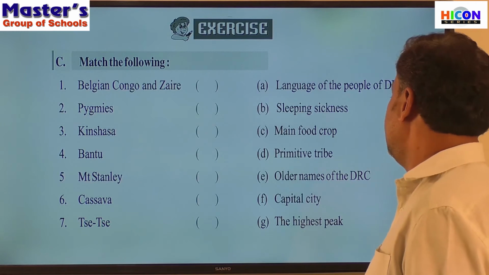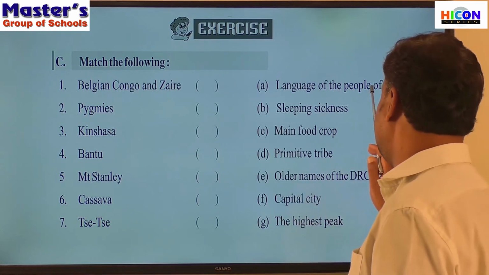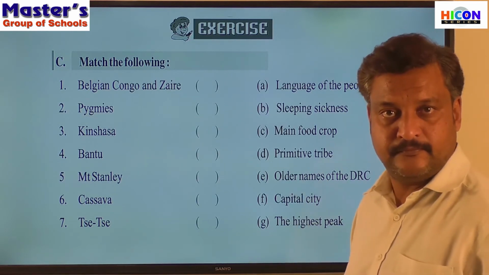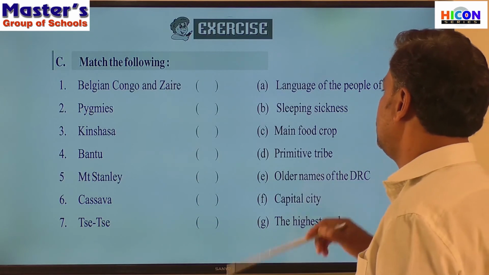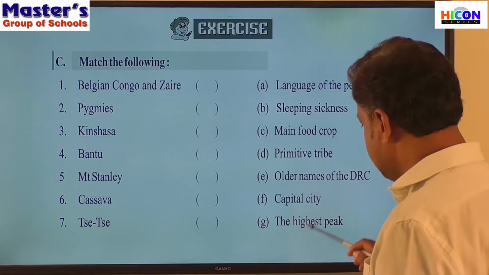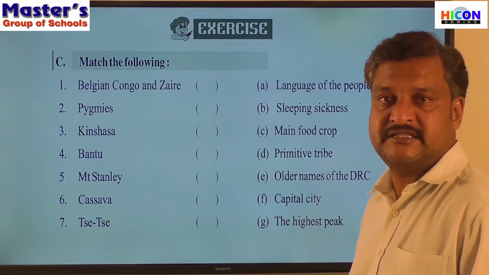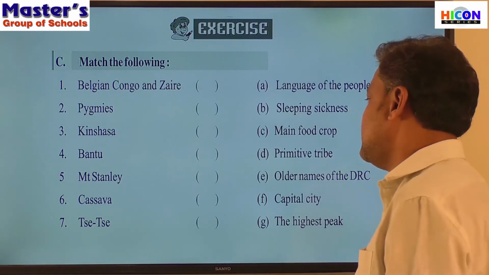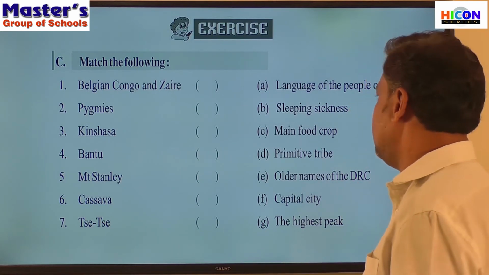Yeah. Bantu. Bantu is a language of the people of DRC. The main language spoken by the people of DRC is a Bantu. So 4 is A. Mount Stanley is the highest peak over there. Mount Stanley is the highest peak in DRC. Cassava is a main food. We have just seen that, cassava.